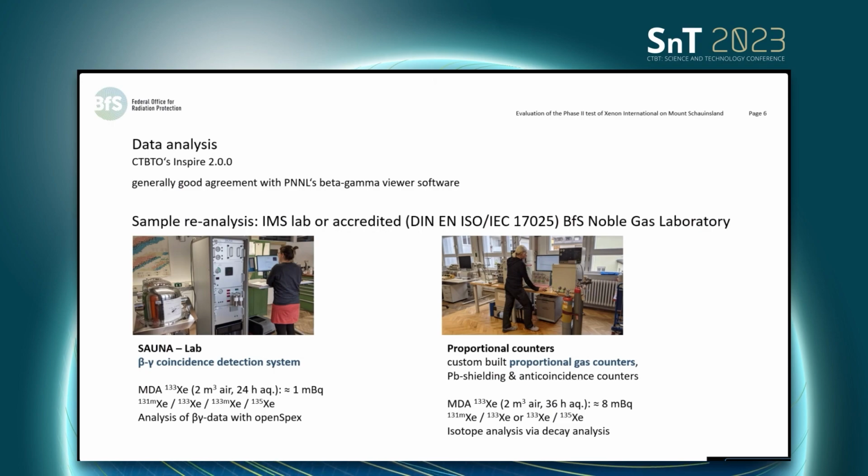We also have this older proportional counter system where we have an MDA about 1 order of magnitude higher than with the SAUNA lab system. But for these higher activity samples, it works very well.